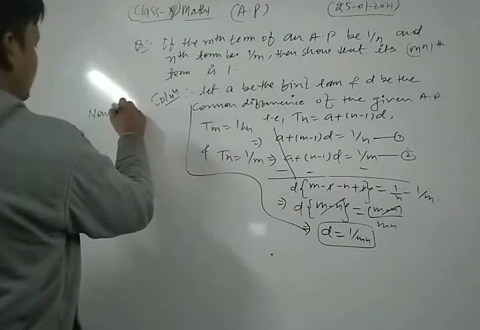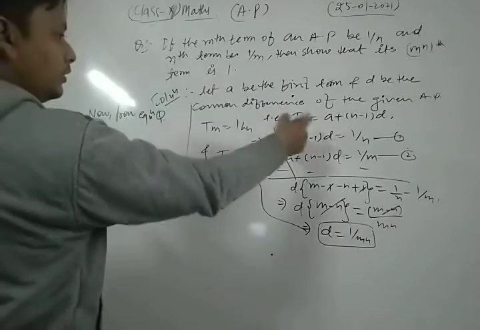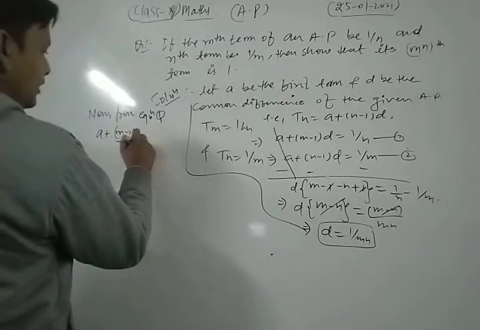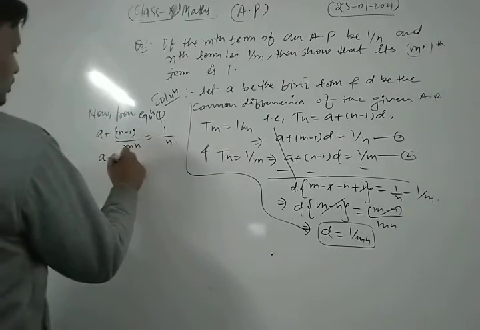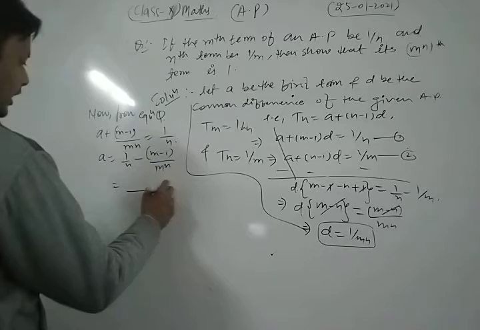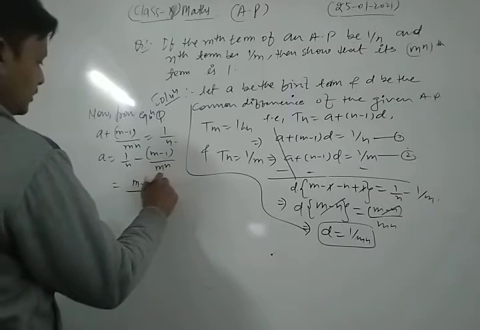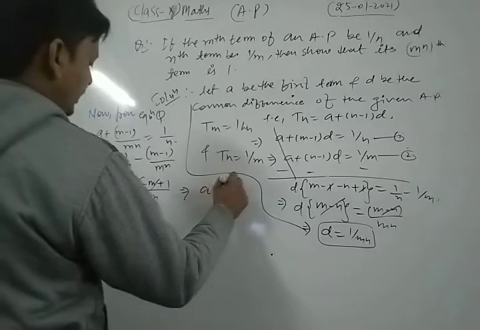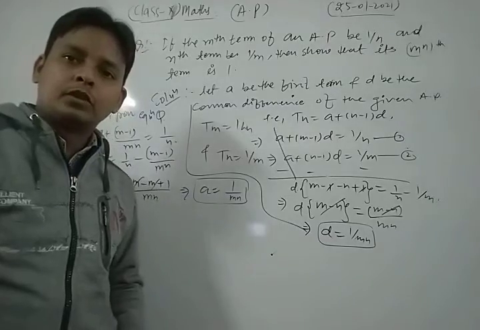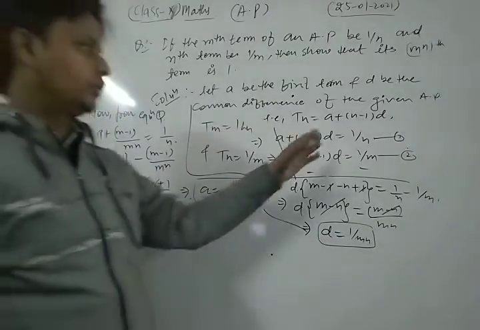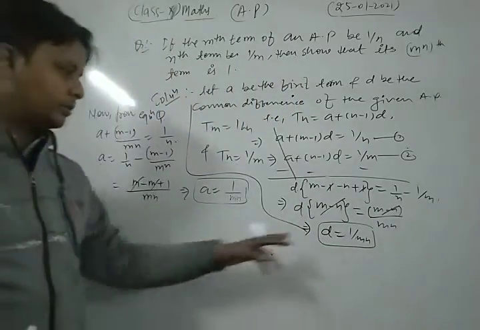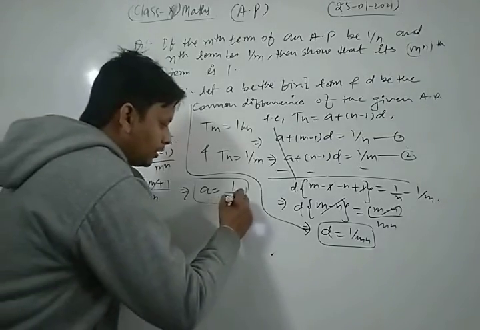Now from equation 1 we put the value of d as 1 upon mn. So a plus m minus 1 upon mn is equal to 1 upon n. So a is equal to 1 upon n minus m minus 1 upon mn. Now we take mn as LCM, so m minus m plus 1 upon mn. So the value of a is also 1 upon mn. So dear students, after solving equations 1 and 2, we get the values of a and d. The value of a is 1 upon mn as well as the value of d is also 1 upon mn.